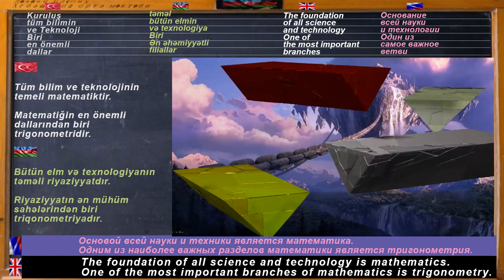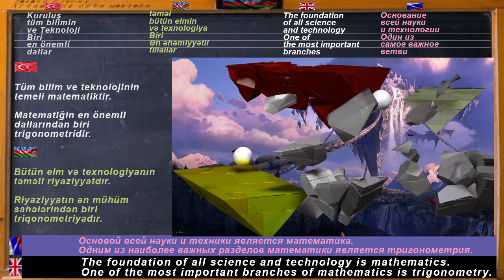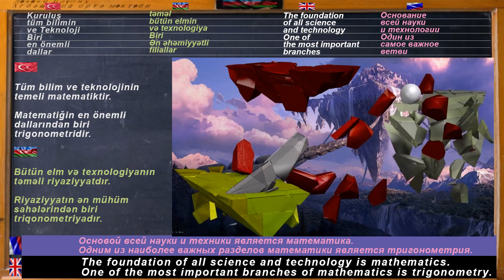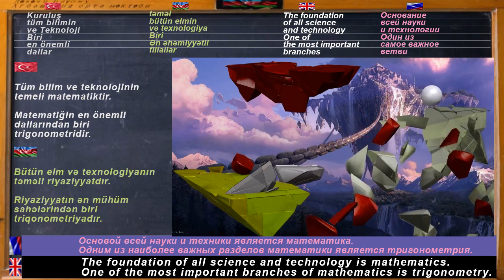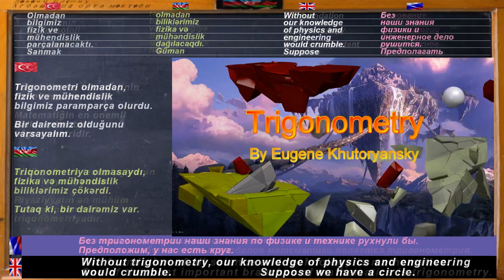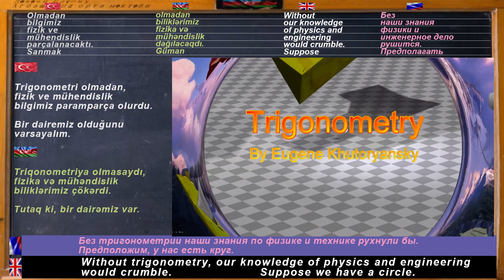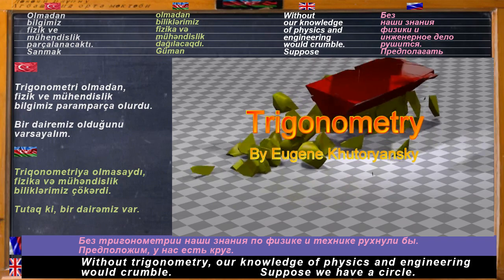The foundation of all science and technology is mathematics. One of the most important branches of mathematics is trigonometry. Without trigonometry, our knowledge of physics and engineering would crumble.